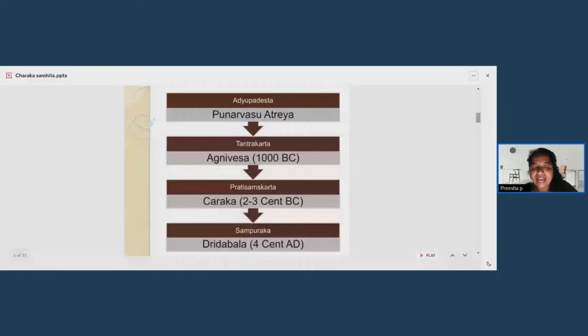Next chapter is the 8th chapter. It is about Rogabhishagjitiya Adhyaya. Here importance is given to Dashavida Pariksha. These are important areas of Dasha. So Dashavida Pariksha, you have to be clear about it.